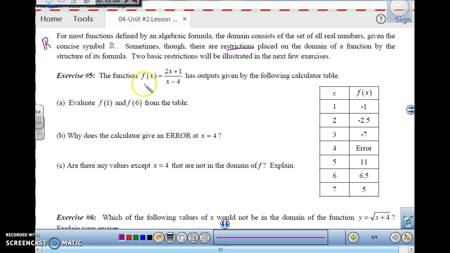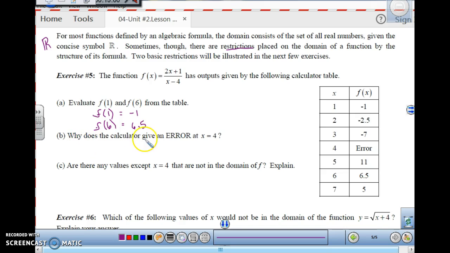We have the function f of x equals 2x plus 1 over x minus 4. And here are the inputs, and here are the outputs. All right, so what is f of 1? What are they asking you to find? They're asking you to find the value of the output when the input is 1. So what is f of 1 according to this table? Well, when x is 1, f of x is negative 1. And what is f of 6? When x is 6, the output is 6.5. So there are your values from that.